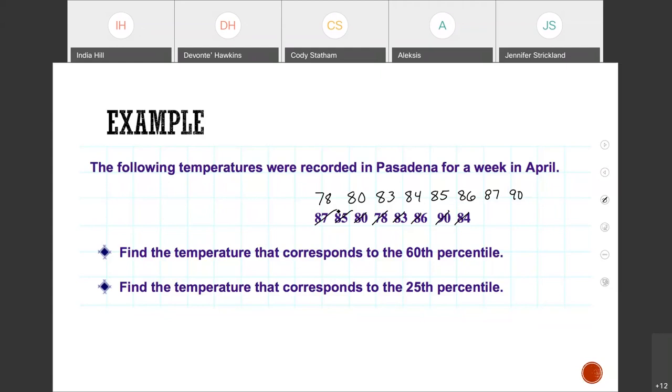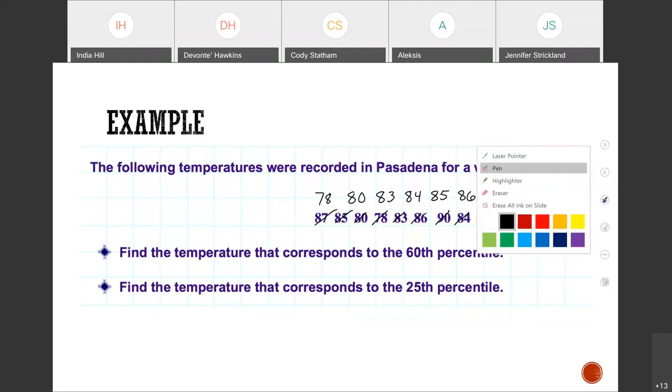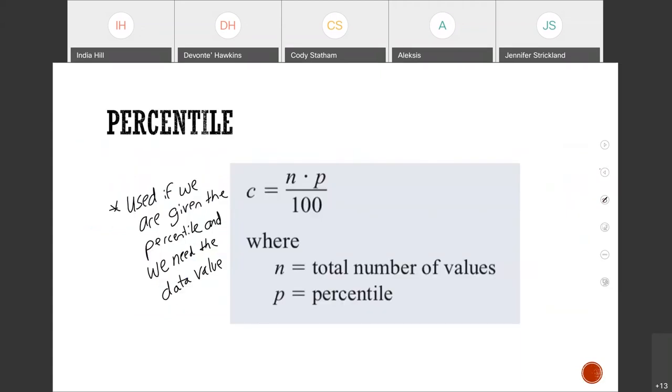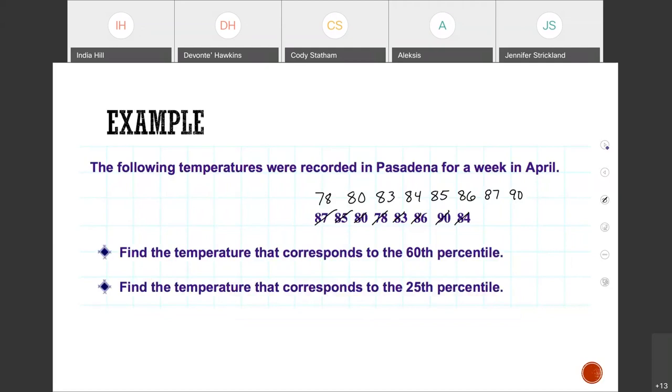Okay, so the first thing I'm going to point out to you is remember that we're going to use that C formula if we're given the percentile. So right, we wrote that down. If we're given the percentile, we're using this formula. And in this problem, we are given the percentile right here. So that's what makes it use that formula as opposed to the other one, first of all.